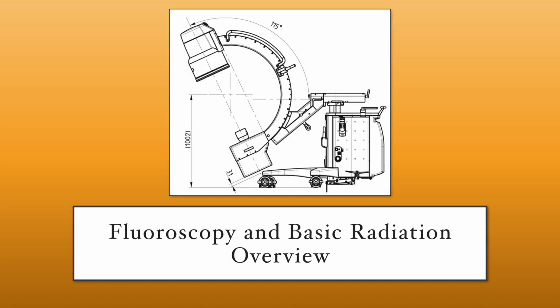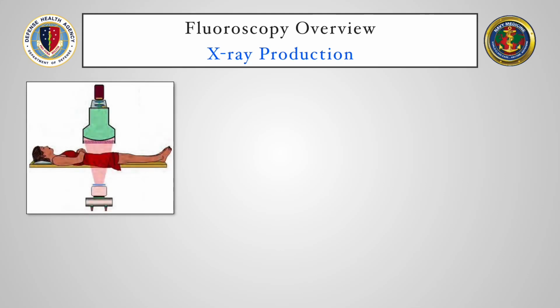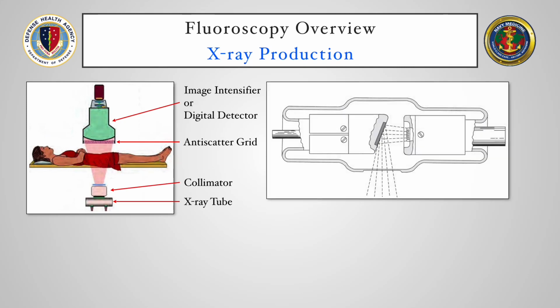Let's take a look at the major components of a fluoroscope. A fluoroscopy system consists of a few standard components: an X-ray tube, a collimator, an anti-scatter grid, and finally an image intensifier or digital detector, depending on the age of your system. Let's focus on the X-ray tube head.